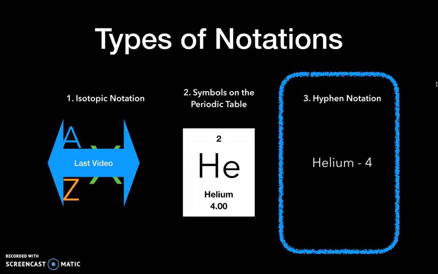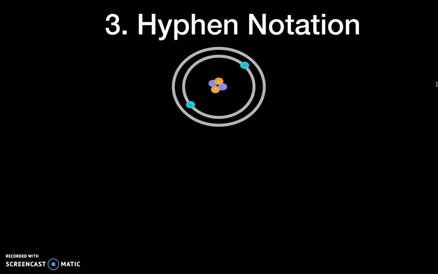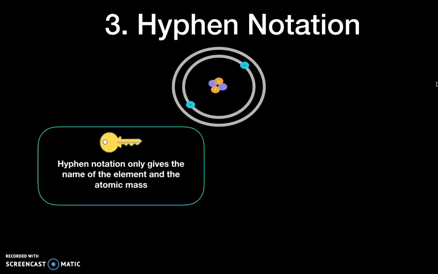So the next type of notation is hyphen notation. So in hyphen notation, we're going to go back to our example of helium. Hyphen notation only gives the name of the element and the atomic mass. So you know that this is an atom of helium. So you can write the full name of the element, and in this case this is helium, and then you write a hyphen, and then you indicate the atomic mass.